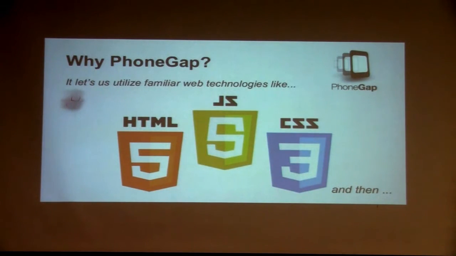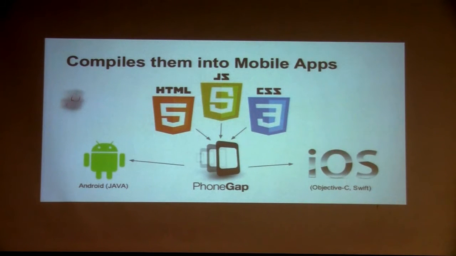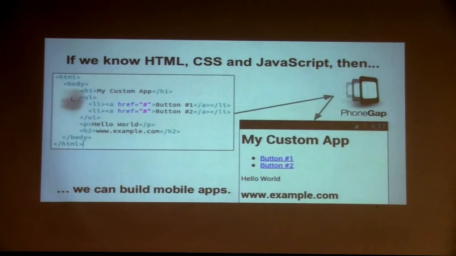So why PhoneGap? So PhoneGap lets us use familiar technologies that us web developers know, like HTML5, JavaScript, and CSS. And then it can take that and compile it into mobile apps for us. So we can write a single set of code, and PhoneGap can then spit it out to various platforms. And it's not just limited to Android or iOS. There's BlackBerry, Windows phones, the Fire OS, Amazon's operating system, Ubuntu phones, all kinds of stuff. So very, very popular, very powerful stuff.